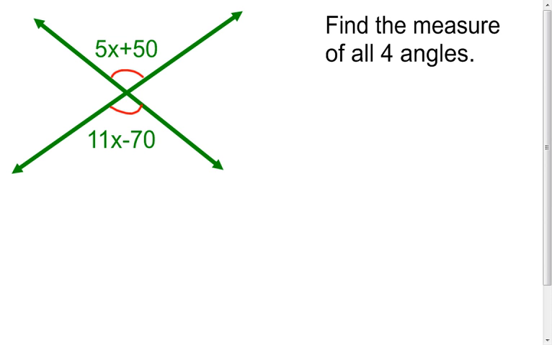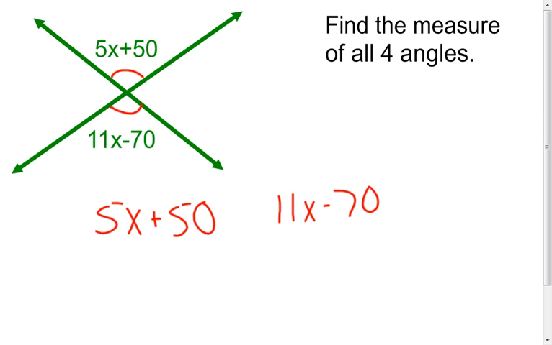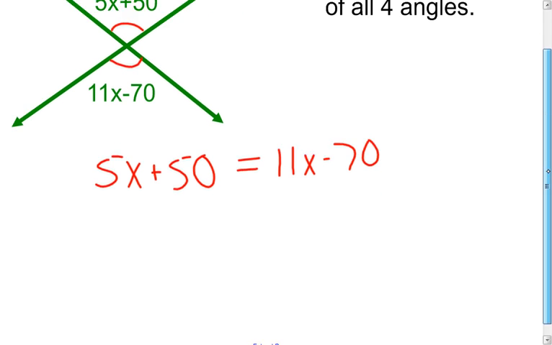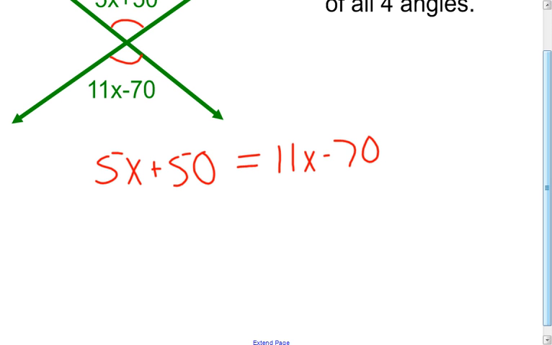So what I'm going to do is write that down in an equation format. I just said that my vertical angle measures are equal. So I have my 2 angle measures, and I'm going to say that they are equal. Now I have an equation that I can solve, and once I have it solved, I should be able to plug back in the measures to figure out what those 4 angle measures are.